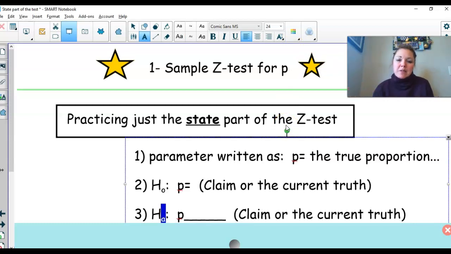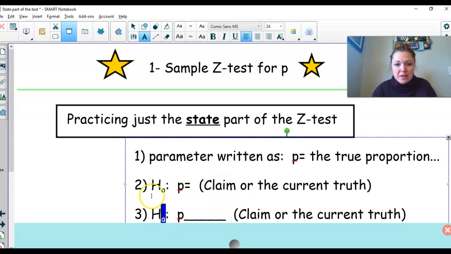So let's just play pretend right now. Let's say Mr. Norby thinks that 20% of you love cheese pizza, and he knows that I'm a statistician, so he's wondering if he's correct with that. That's the current claim, he thinks. And he wants to know, is it more than that? So what I would do as a statistician then is I would say P is equal to the true proportion of Armstrong kids who love cheese pizza. The current claim, or the current truth, what's claimed right now, Mr. Norby thinks it's 20%. But he's wondering if he's wrong.